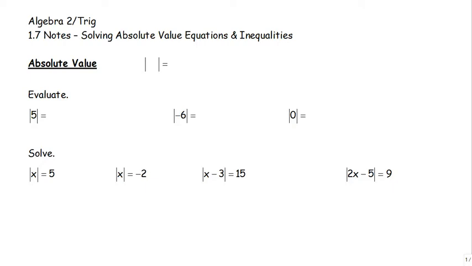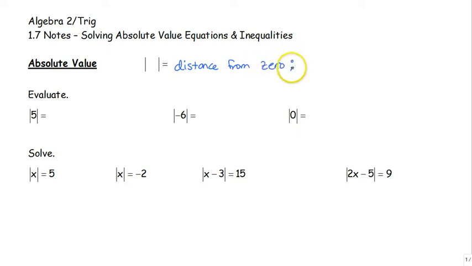Hello, today's video is going to be on 1.7, solving absolute value equations and inequalities. So first, let's start off with what the absolute value sign looks like. It's two bars like this. An absolute value is representing the distance from zero.